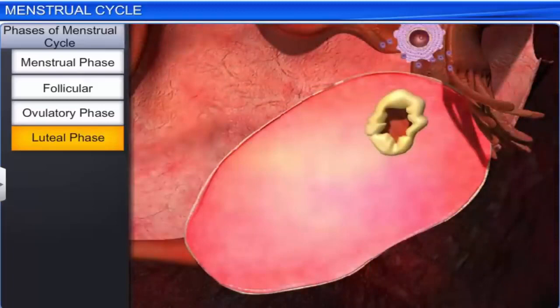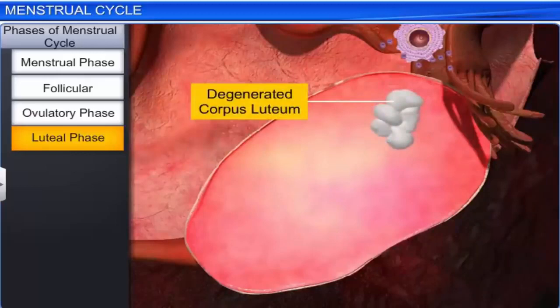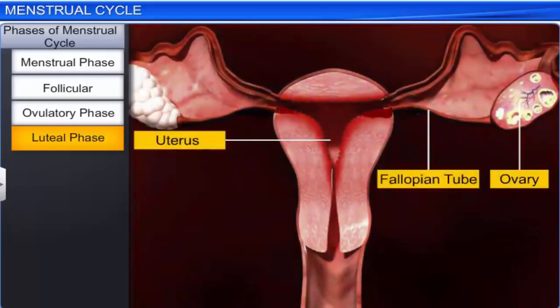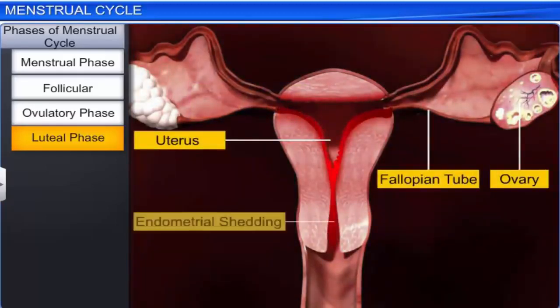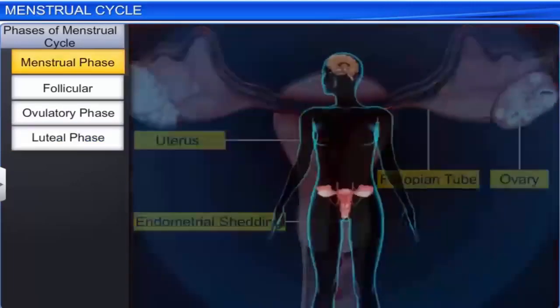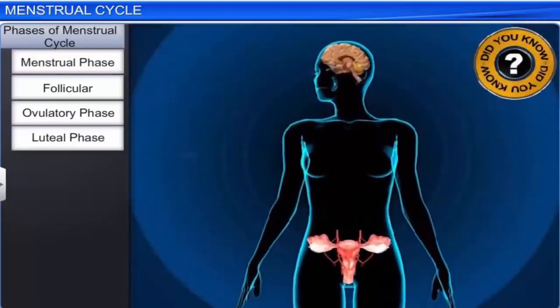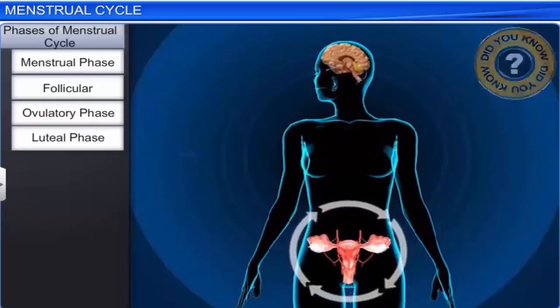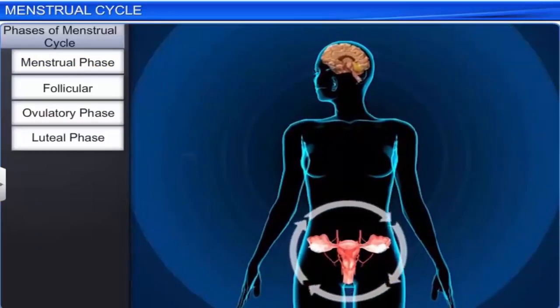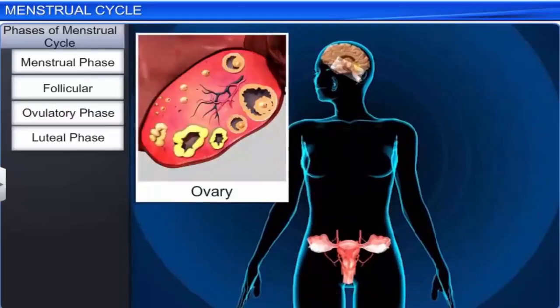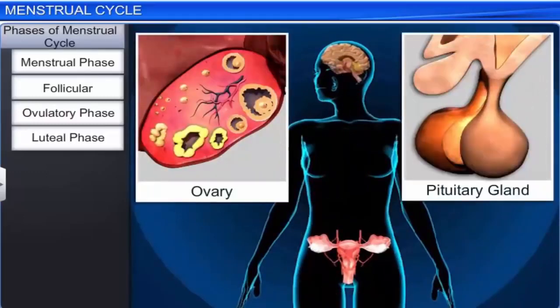Conversely, in the absence of fertilization, the corpus luteum degenerates and triggers the breakdown of the endometrium. This marks the start of menstruation and the beginning of a new menstrual cycle. Did you know that the phases of the menstrual cycle are controlled by the interplay of different hormones secreted by the ovary and the pituitary gland?